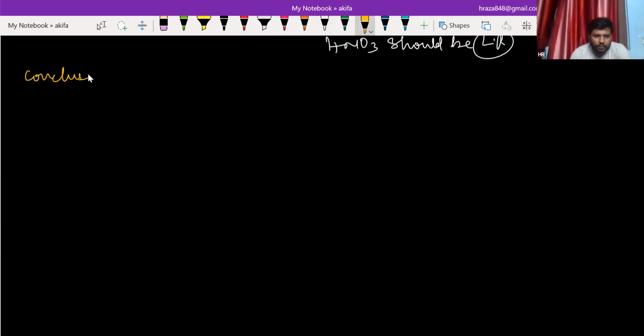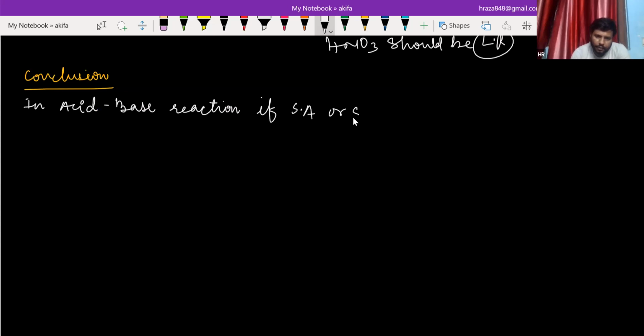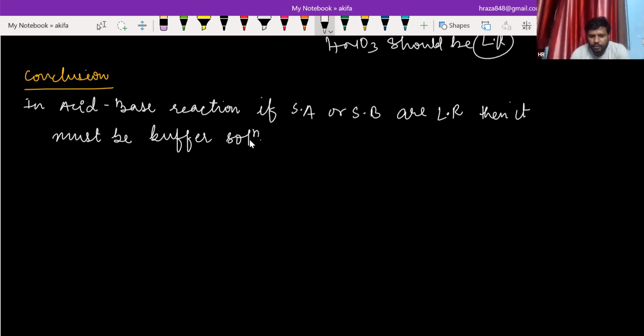Conclusion, write a conclusion with me. In an acid-base reaction, if a strong acid or a strong base is the limiting reagent, then it must be a buffer solution. Okay, some more examples you can see.